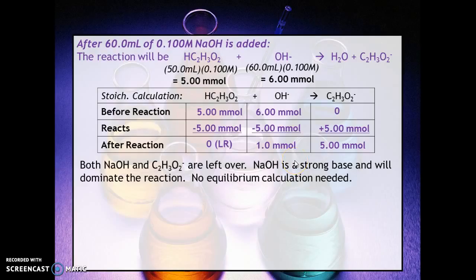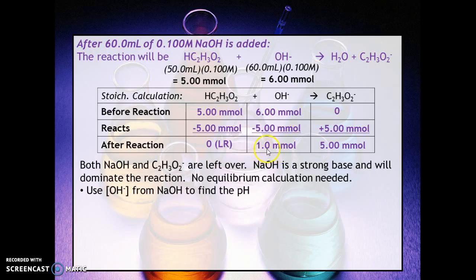NaOH is such a strong base that it dominates the reaction, and we actually don't even have to calculate an equilibrium, because we should know that a strong base will overpower a weak acid's conjugate base, because that makes it a weak base. So actually I can take a little shortcut here, and all I have to do is use my hydroxides from my NaOH in order to find the pH.